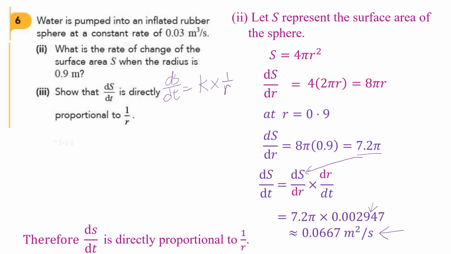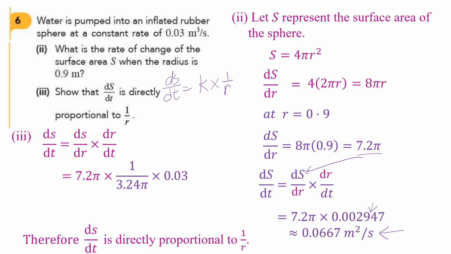So how do I do it? Right, so the ds over dt is the ds over the dr times the dr over dt, and the ds over the dr is 7.2 pi. Okay, so for the dr over dt, we are not going to use this, because if you use this one, you won't be able to see k times 1 over r. So you have to tweak it a bit.